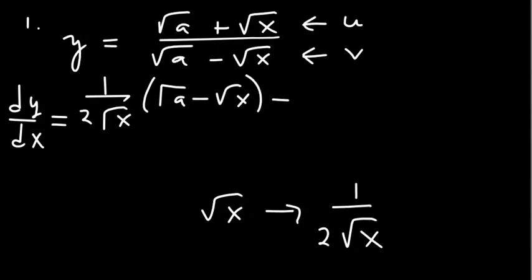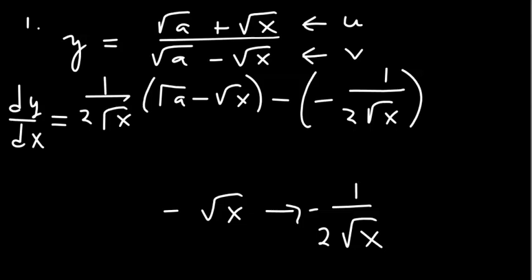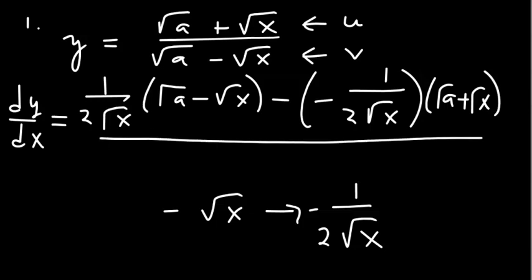Now don't forget to minus. Now let's differentiate v. Differentiating square root of a, which is a constant, will go away. That's 0. Differentiating minus of square root x is quite simply minus 1 over 2 square root x. So that's going to introduce another minus 1 over 2 square root x, and then multiply that with u, which is square root a plus square root x, and divide the entire thing by v squared. So (square root a minus square root x) squared.